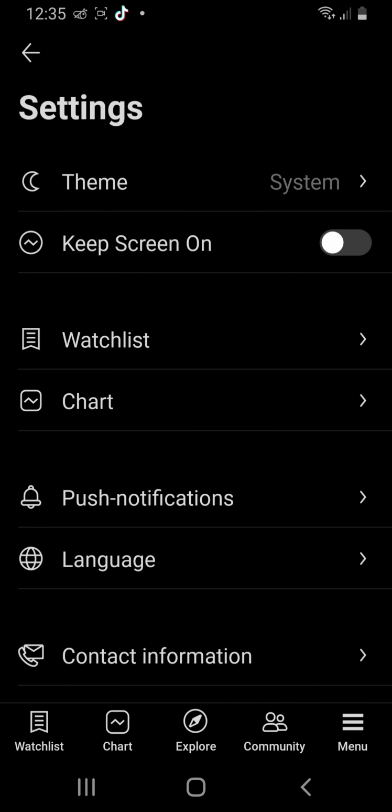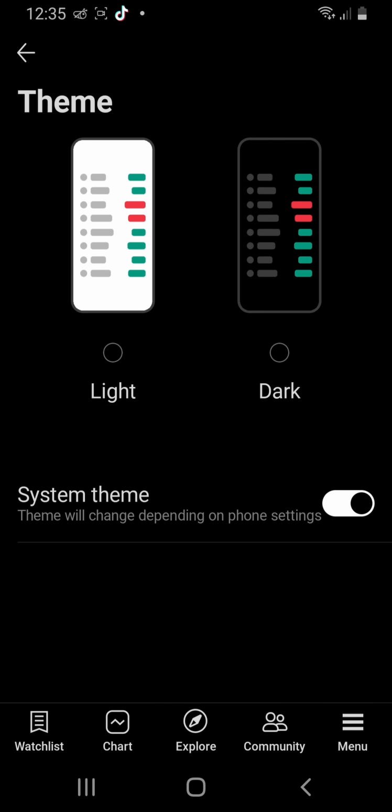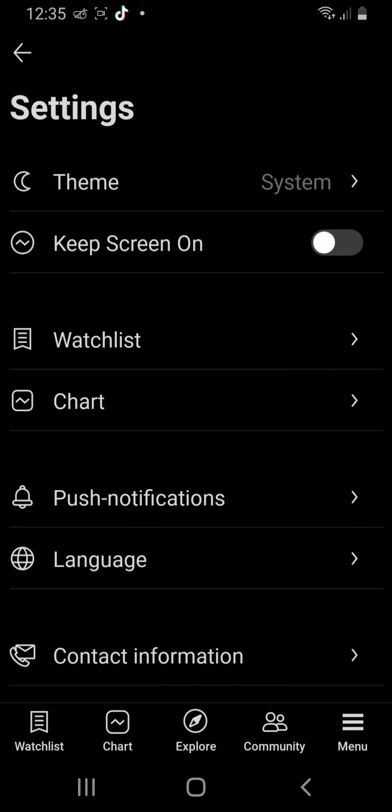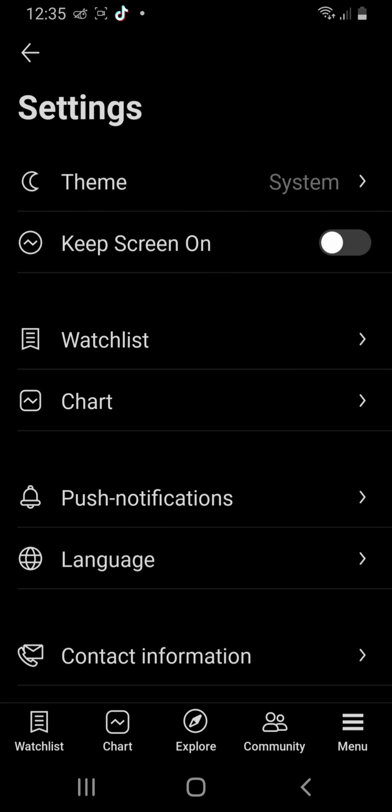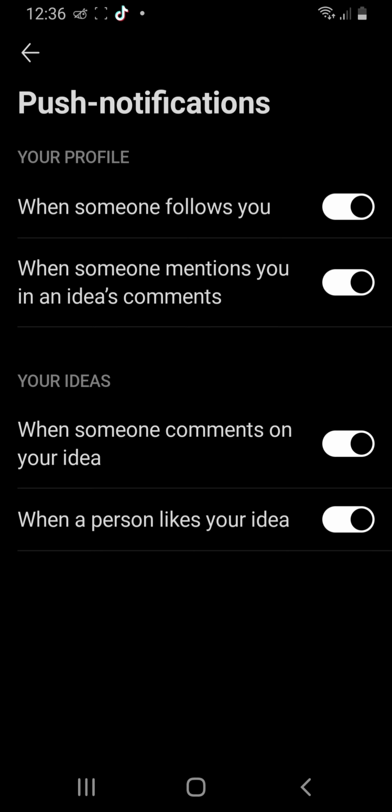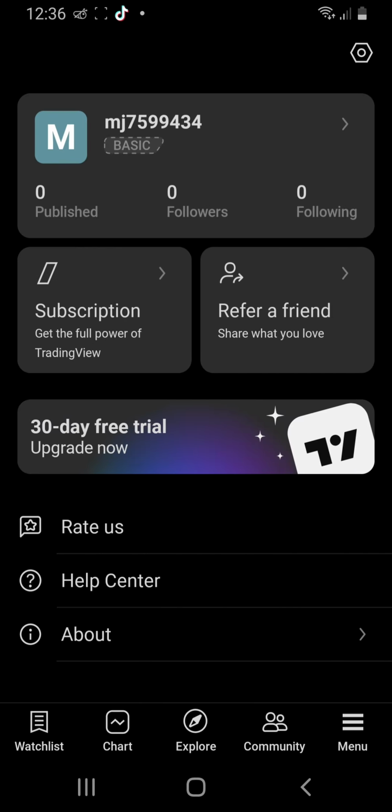a free trial for 30 days of premium, and you can subscribe for premium. And here at the top, settings, you can change your chart terms, like the background, you can change it, and you can do any settings that you want. You can come here to the notifications, you can turn the notifications on. If you don't like them, you can turn them off.